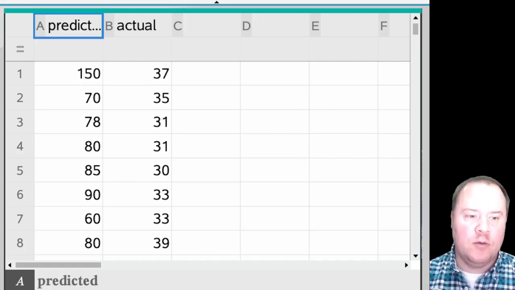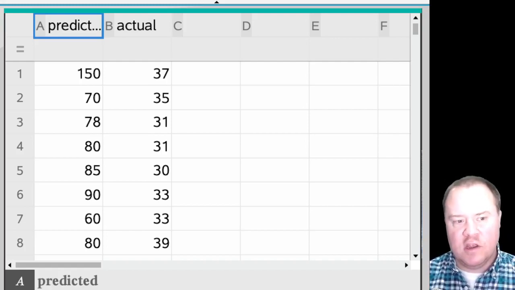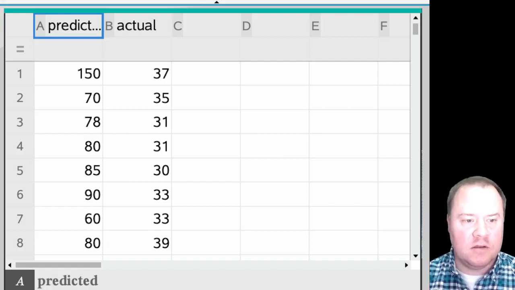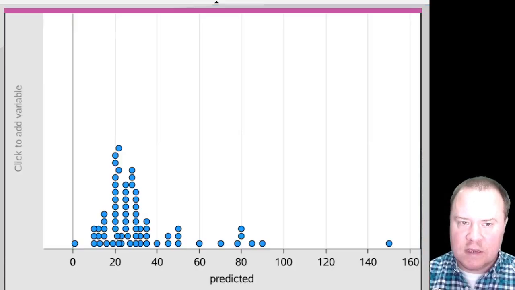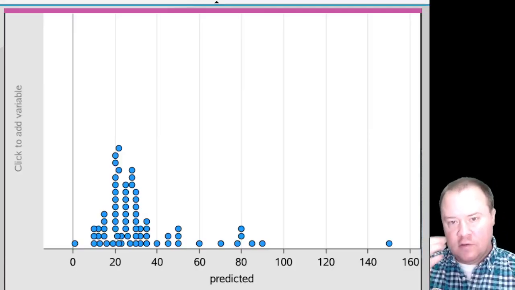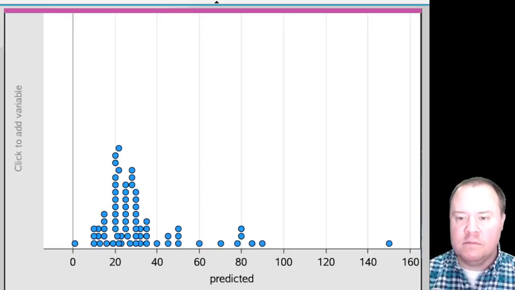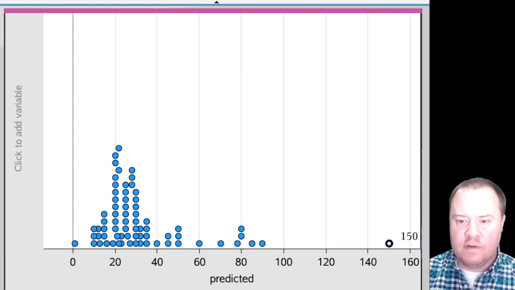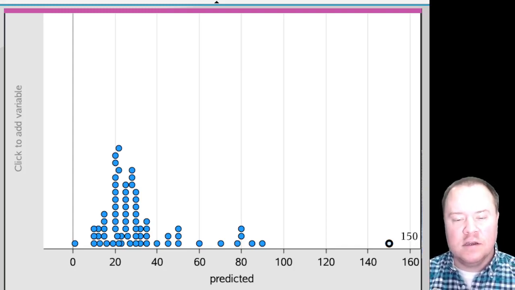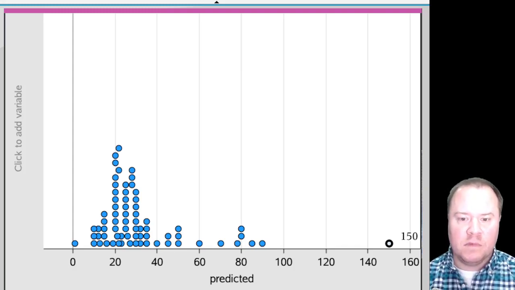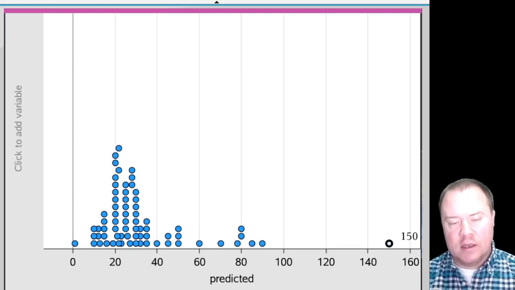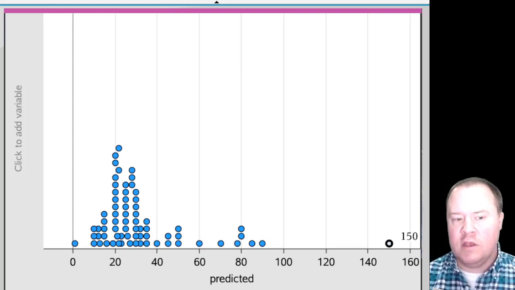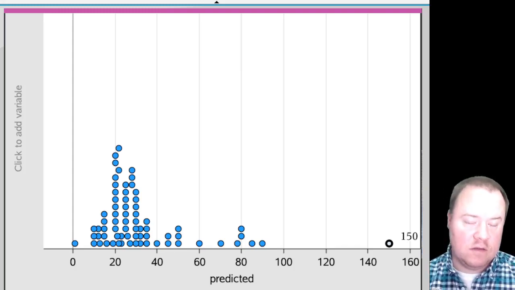And I think it begs the question, how different are some of these values? So for instance, if we just look at the dot plot for a minute, this point over here on the far right at 150 sticks out a lot. And so you might be thinking, wow, that seems really big. It looks like it's far away. And there's different ways we could quantify how far away that actually is.